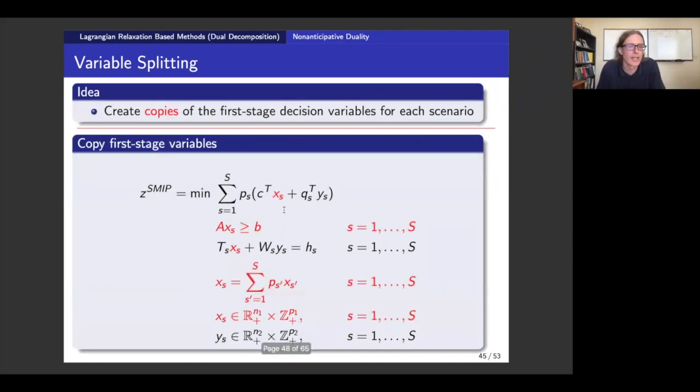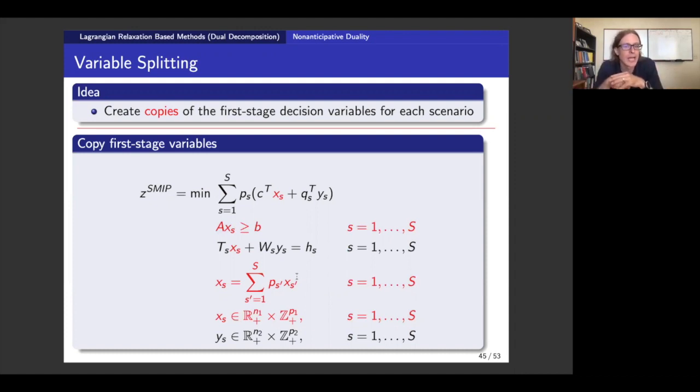What I do is I create copies. I say, let's let X_s be what I do with scenario s. And so everywhere in my formulation where I had the variable X, now I put in the variable X_s, and I repeat those constraints for all scenarios. Now, of course, we're not allowed to actually have a different first stage decision for different scenarios. They should all be the same.